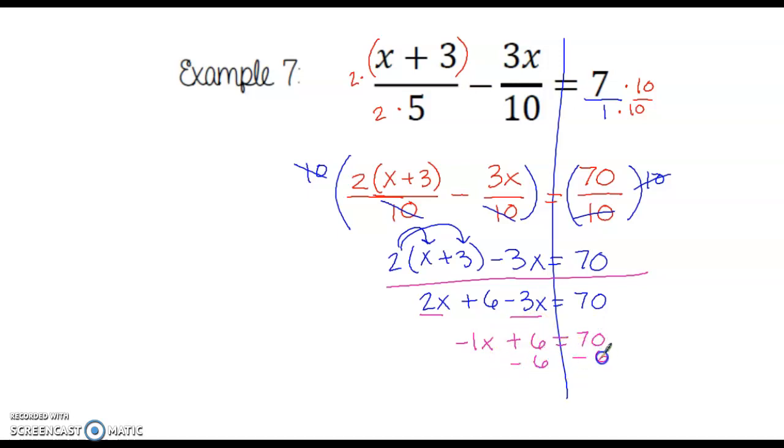Subtract 6 from both sides. That gets eliminated. We're left with negative 1x is equal to 64. Well, now you can simply divide by that negative 1 to get a negative 64 as your final answer.